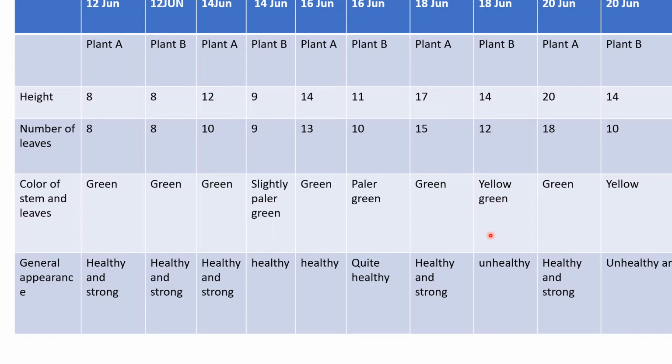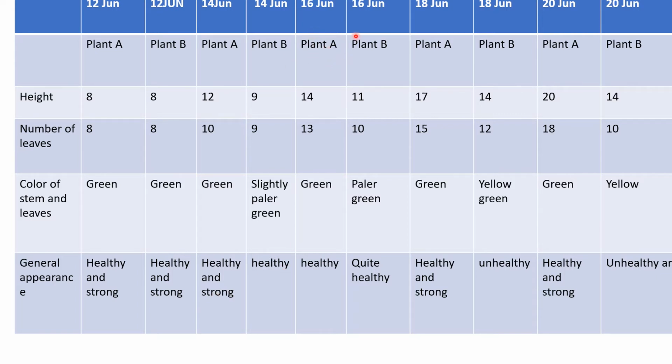So this table shows the growth pattern of both plant A and B. On 12th June, the height of plant A is 8 centimeters and plant B 8 centimeters. The number of leaves is 8 and 8. The color of stem and leaves is green and green, and the general appearance is healthy and strong for both plants. Both plants are the same on this date. On the 14th June, plant A and B heights are 12 centimeters and 9 centimeters, number of leaves 10 and 9, green and slightly paler green, and plant A is healthy and strong while plant B is healthy.